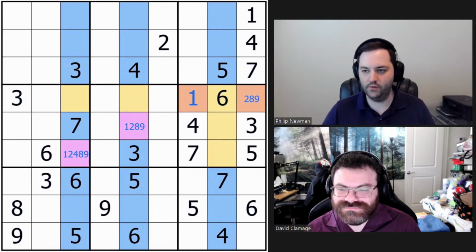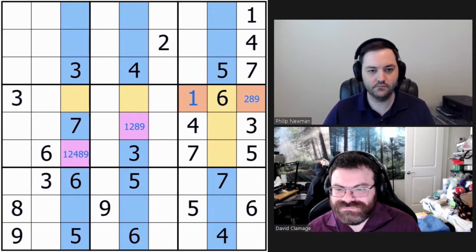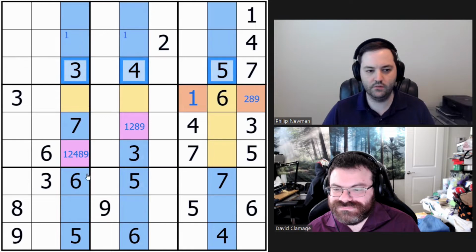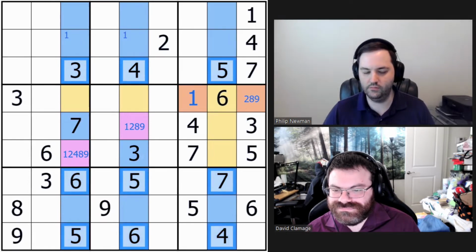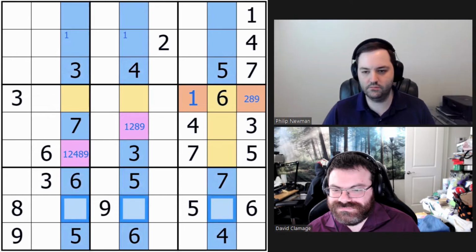We have to have three 1s somewhere. Well, it can't go in row 1 because we've already got a 1. It could go in row 2. In fact, it can't go there because it shares a box. It can't go in row 3 because of the givens. It can't go in row 7 because of the givens, or row 9 because of the givens. Could go in row 8.